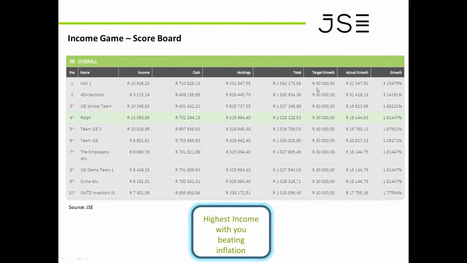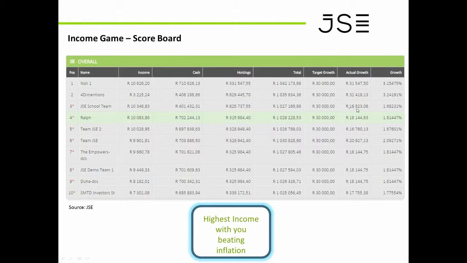If you look here, I'm not sure if you can see the exact amount, but it's 30,000 here. As long as they're above 30,000, they then qualify to compete, and the team with the highest income will win this competition. Currently, that Nolly one is having 10,000 rand, and she's above 31, so she's in position one. Position two is only got 3,000 rand, but they're also above 32. Everyone else below is below 30,000, and therefore they can't compete against the other teams.